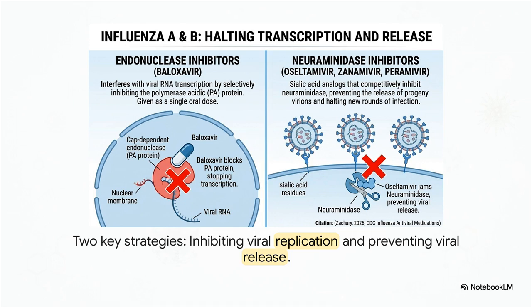On one hand, you've got your endonuclease inhibitors. Think of these as saboteurs throwing a wrench into the virus's photocopier. It just can't make any more copies. Then, on the other hand, you have the neuraminidase inhibitors. These guys are like security guards blocking the exits. The new viruses are made, but they're trapped inside the cell, unable to escape and cause more trouble.